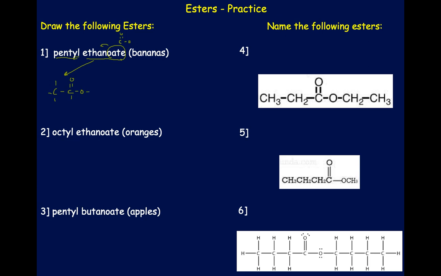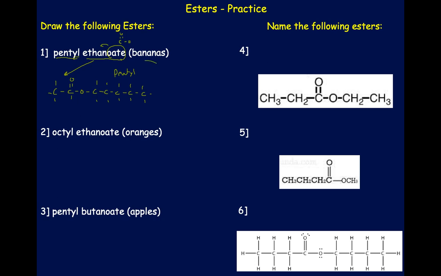Pentyl means 5, so I'll have 1, 2, 3, 4, and 5. And this of course would be hydrogens. I'm not going to draw them right now for speed. But that would be the pentyl piece on that side, and the ethanoate part is here. So that would be that, and that would smell like bananas if you're interested.